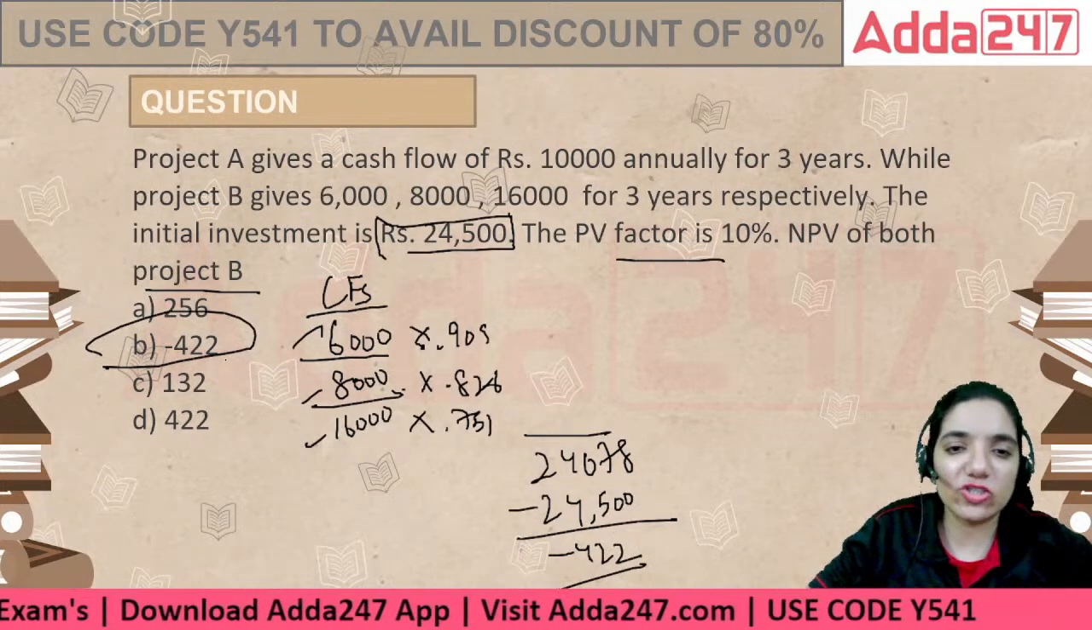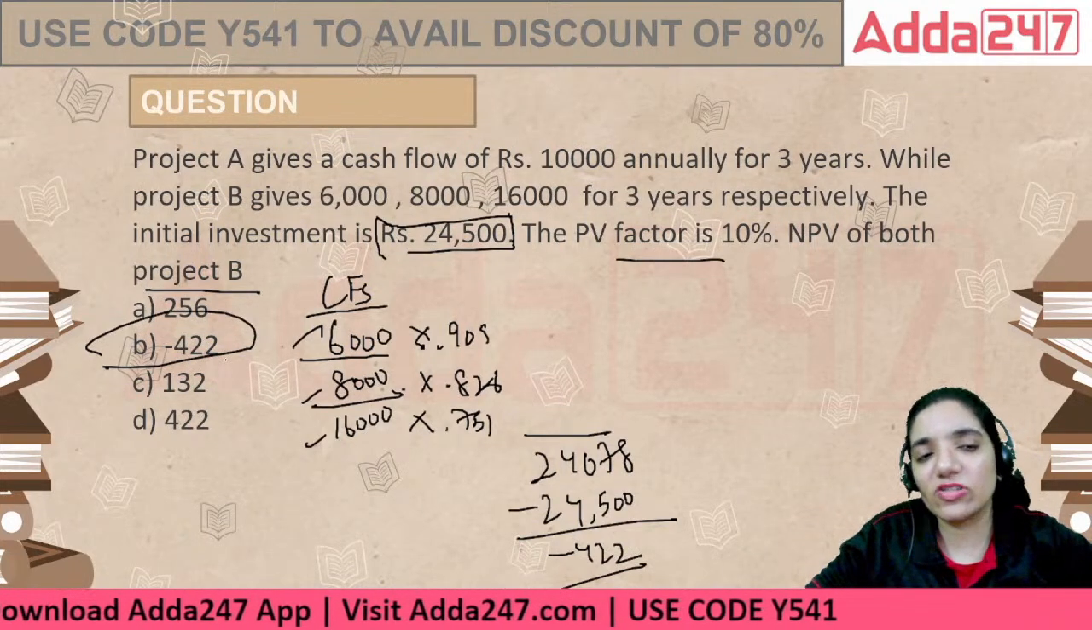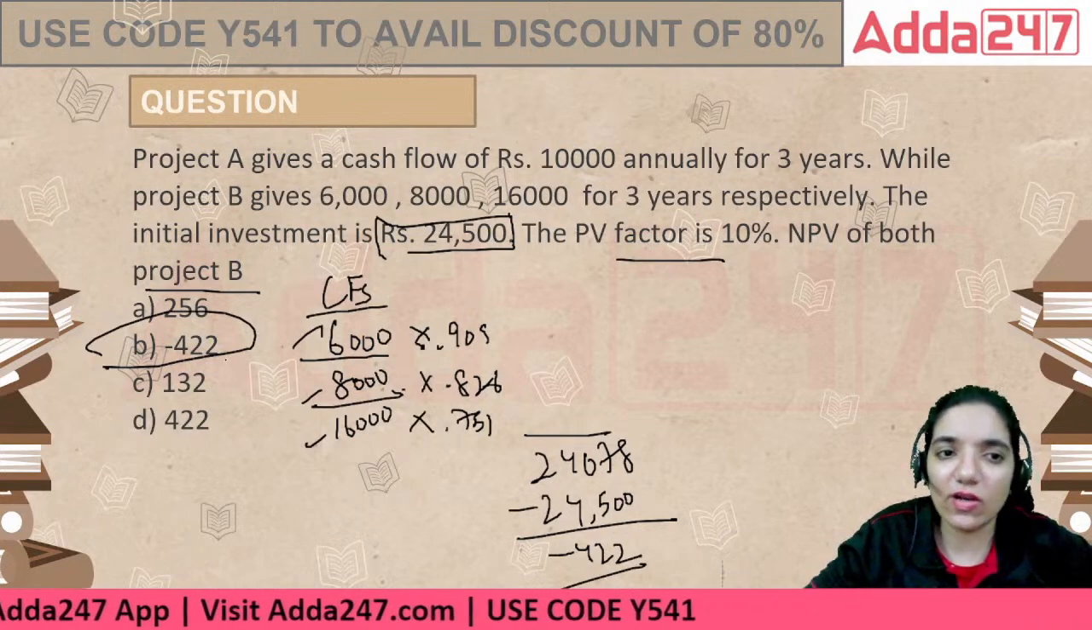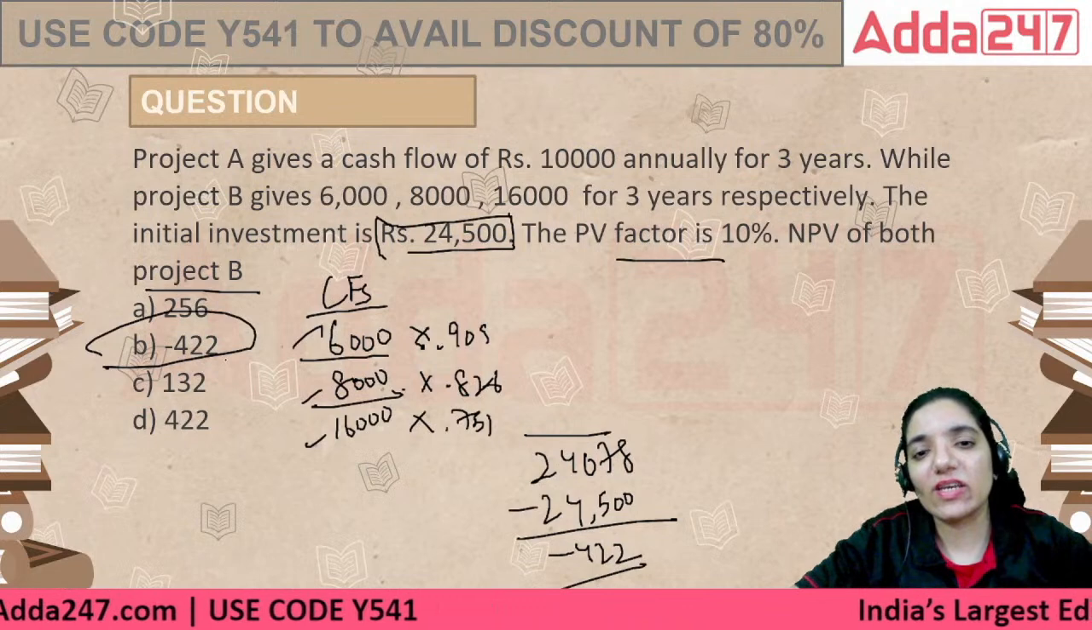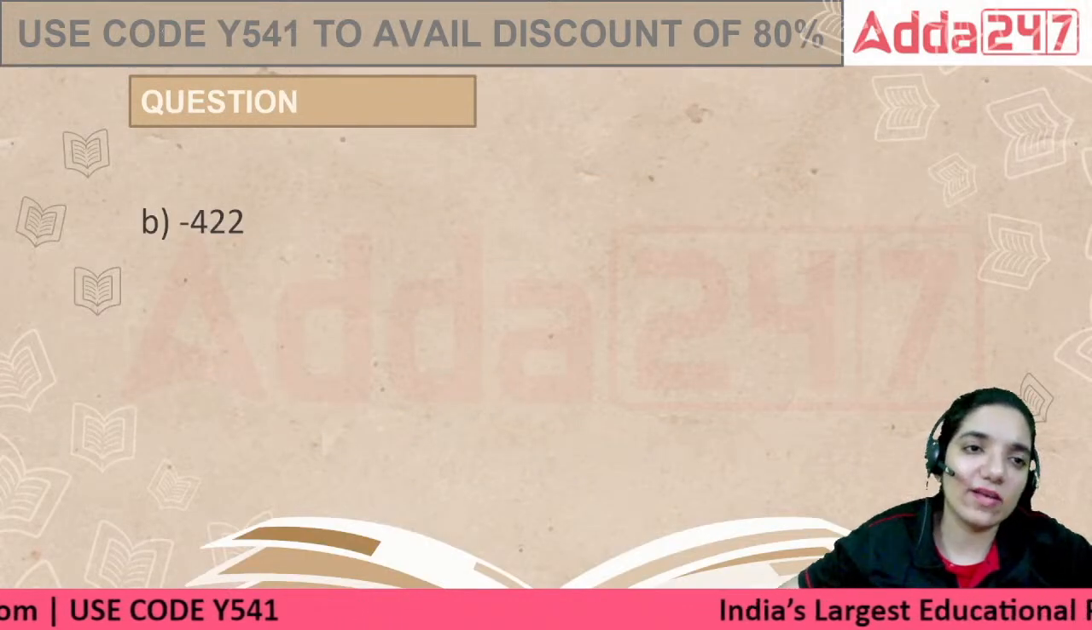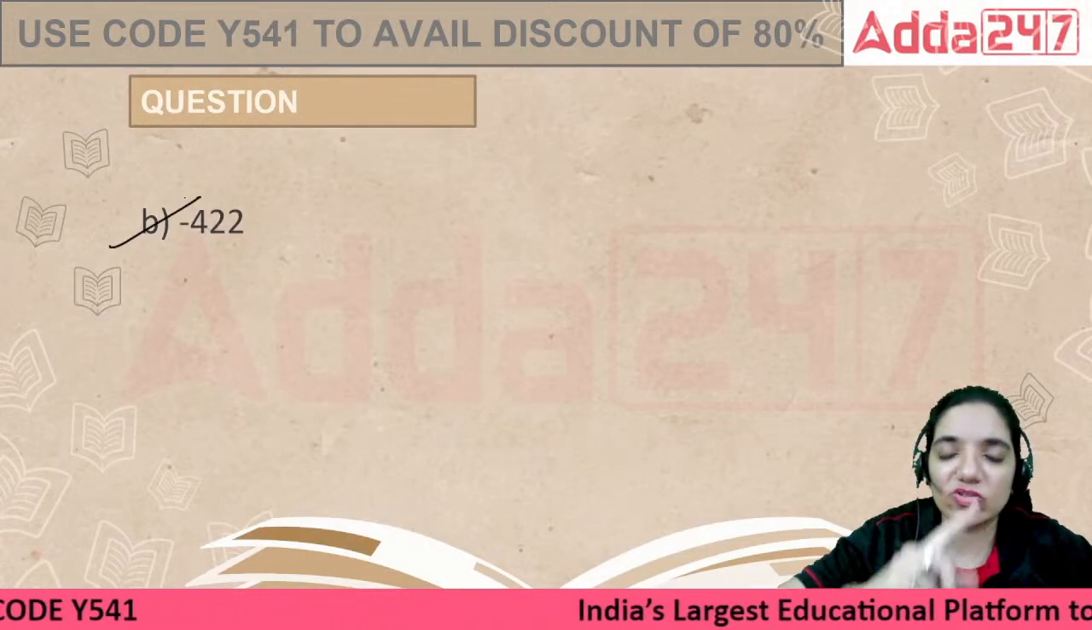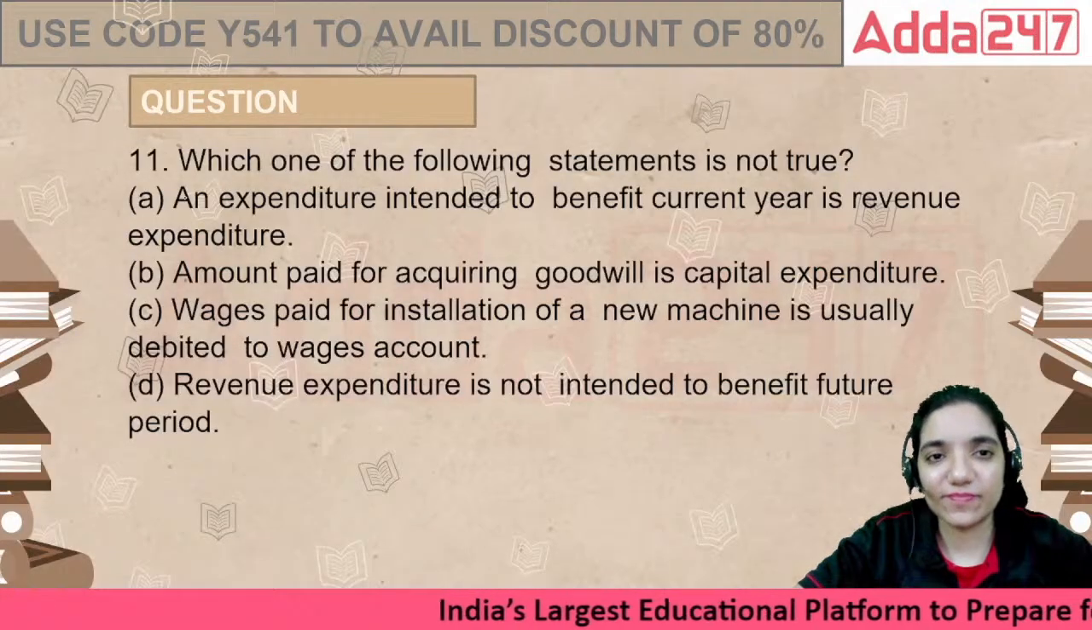There can be another question, which of the projects should be accepted or rejected. Project B should be rejected on account of having a negative 422, while project A is having a positive point. The answer is negative 422. This should be rejected.